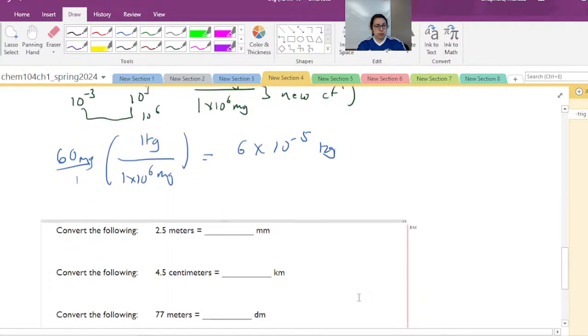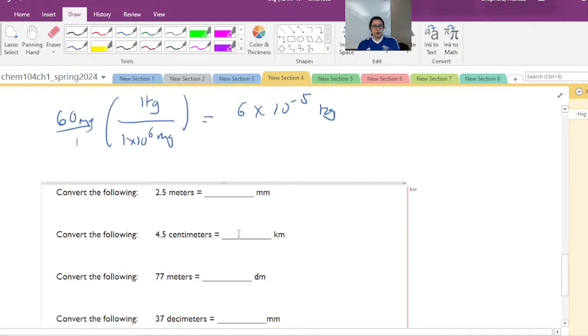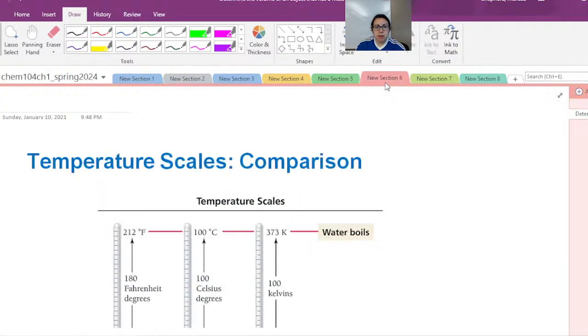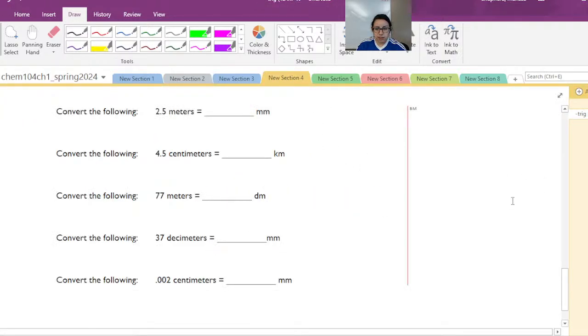All right, so on Wednesday, we'll continue practicing these conversion factors. We'll pick up here and continue, and then talk a little bit about sig figs and temperature conversion, so that's still coming on the docket.